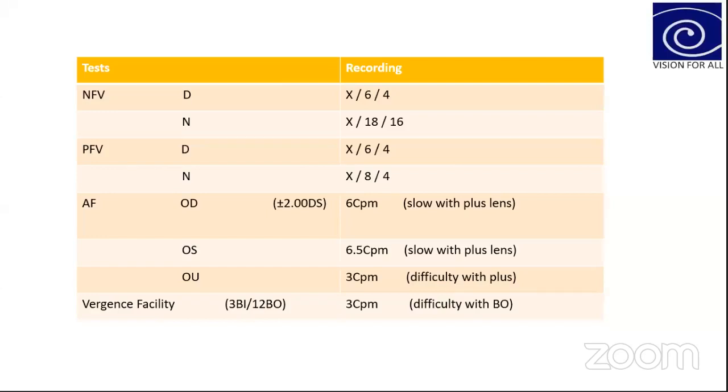If you see the binocular facility, it was only 3 cycles per minute, and there was difficulty with the plus. We all know that binocular plus assists convergence, and binocular minus assists divergence. Try to keep that in mind, so it is easy to diagnose. Vergence facility was 3 cycles per minute with difficulty with base in and base out; base in is for convergence and base out for divergence. So let's see what the diagnosis is.